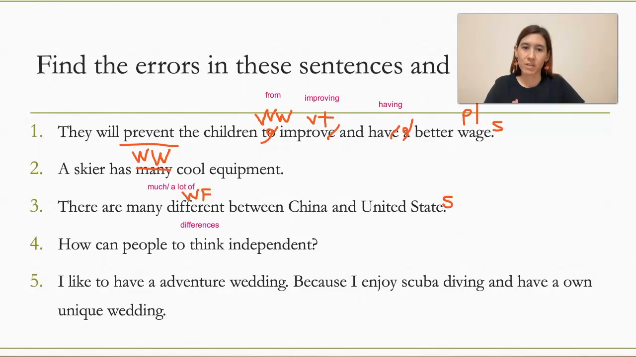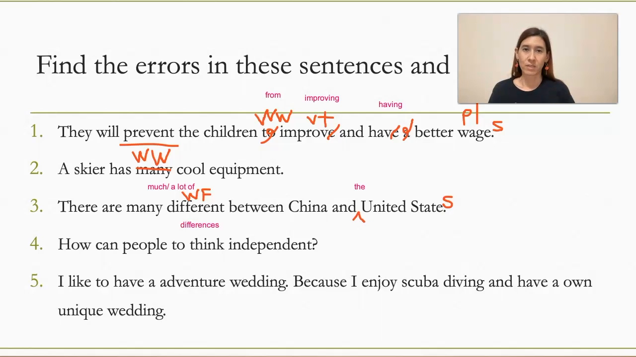I see a lot of my students say United States, but you're missing a word here. So what should we insert or add here? We need the. So your answer should be, or the sentence should be, there are many differences between China and the United States. Number 4, this question asks, how can people to think independent?